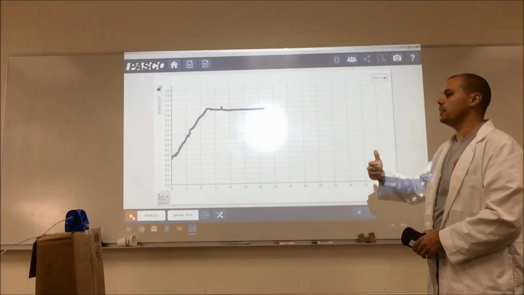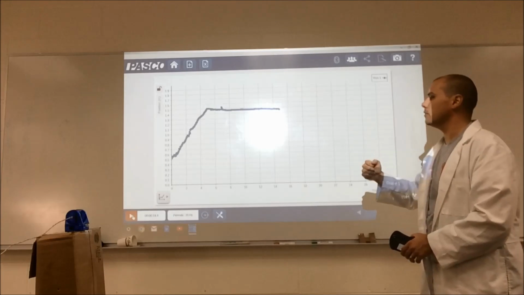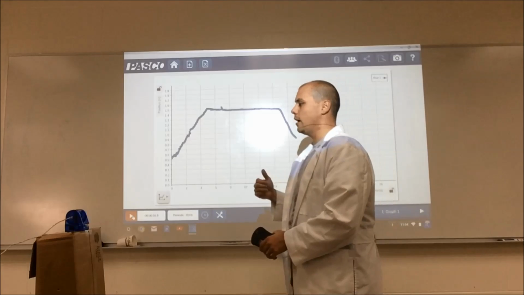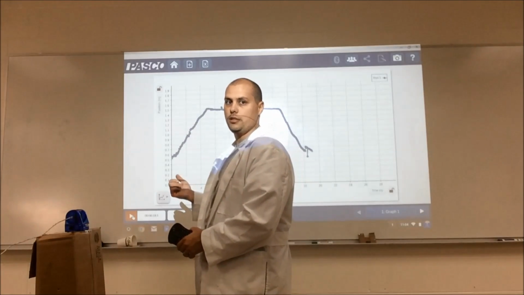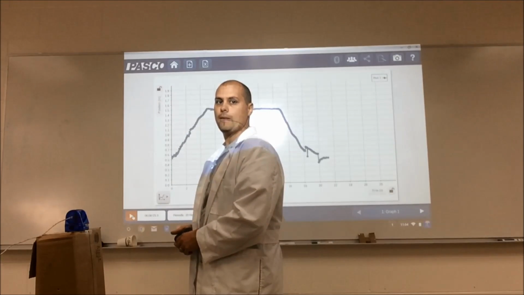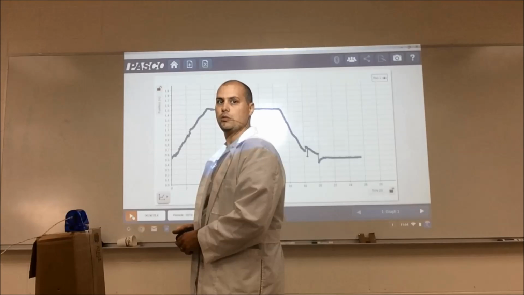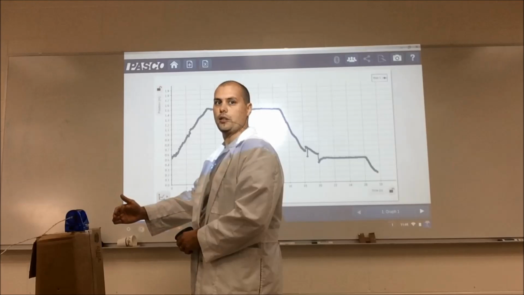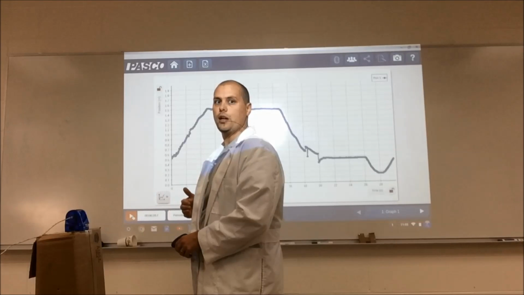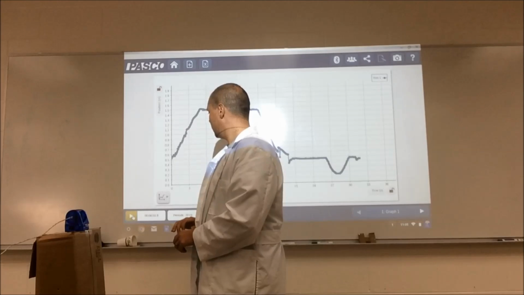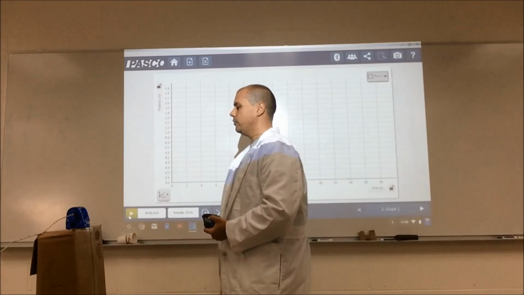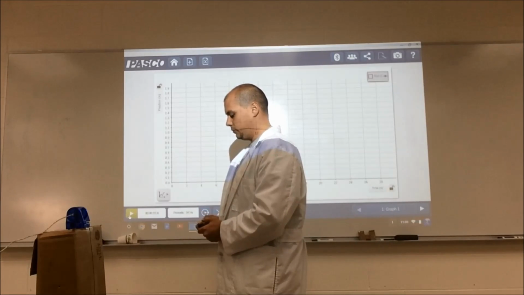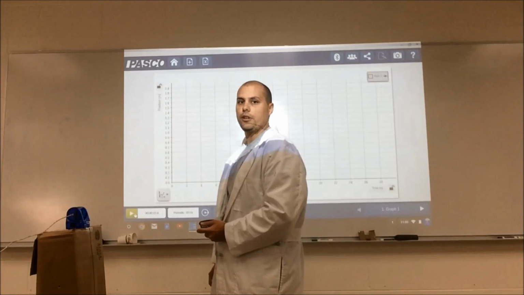Now if I decrease my distance, I get closer to the motion sensor, then the line goes down because my distance is decreasing. So closer, the line goes down. Further away, the line goes up. Okay, so on a graph, if you move really slow, then the line won't have a very steep slope.